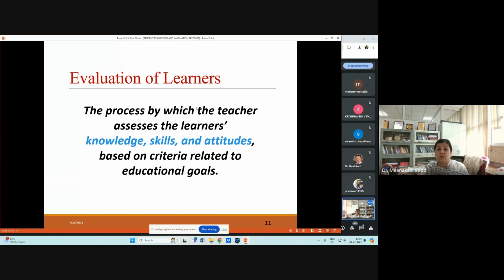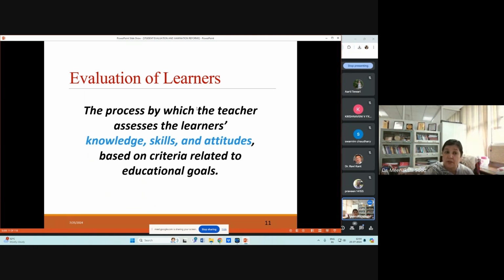Okay. So this was general about the assessment and the evaluation difference. Any query? Okay. So now I'll be talking about the evaluation of the learners, because as a faculty fraternity, academic fraternity, our main focus is to evaluate the learning of the learners. So how do the teachers assess the learners?